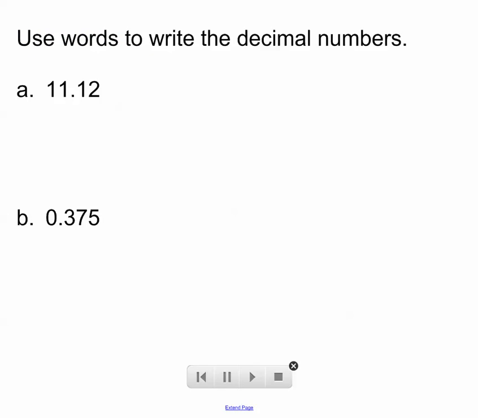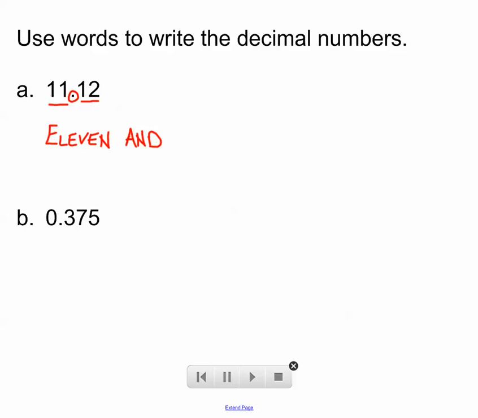The first thing you want to do when you're writing a decimal number verbally or with words is to state the whole number. In this case, the whole number is 11. Anytime you see a decimal point, you're going to write the word "and." That is the only time you're ever going to use the word "and." You don't use "and" when you're writing the whole number. You don't use "and" when you're writing the decimal part. Only when you're writing the actual decimal point.